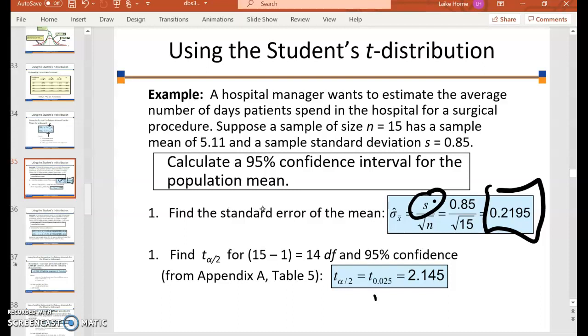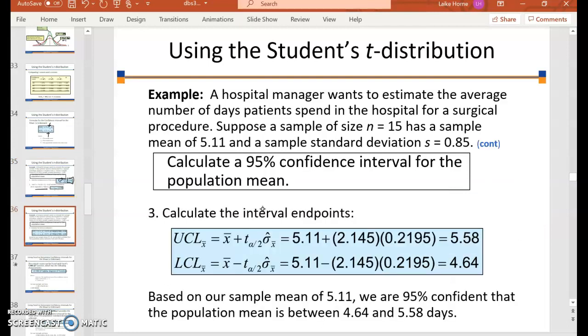Then you're going to go to your table and find your t value. You're going to find this table after the normal table, so table 5. And you would look it up like we have been doing. Okay. And then you're going to calculate your confidence interval. You still have your margin of error. You're going to add and subtract it.